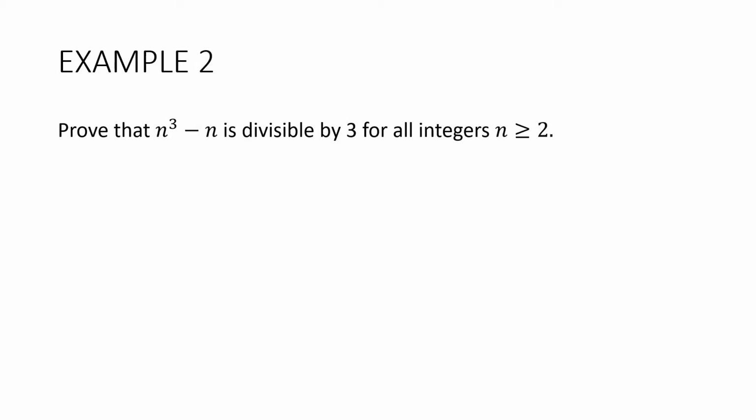Let's try another one. Prove that n cubed take away n is divisible by 3 for all integers n greater than or equal to 2. Now this one is subtly different than the other ones that I've shown you in that it starts at 2. It doesn't start at 1. It's obviously not true for 1. I put 1 in there, and I get 1 take 1, which is 0, which is not divisible by 3. But that's okay, we're just going to start at 2.